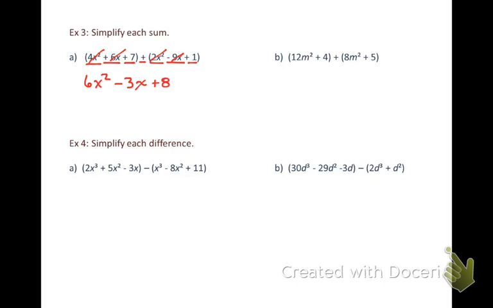If we have B, we have 12m squared plus 8m squared. That would be 20m squared. And then 4 plus 5, which is 9.